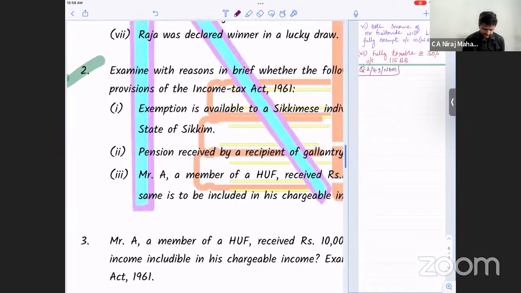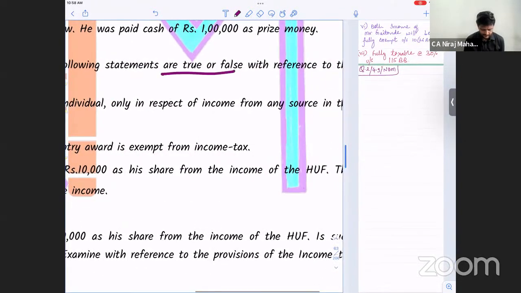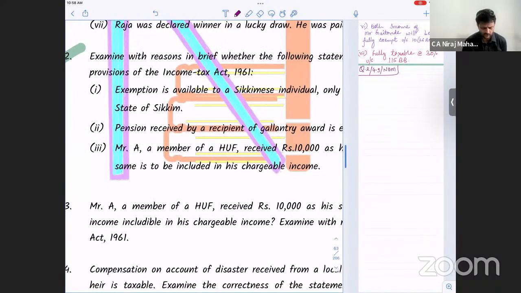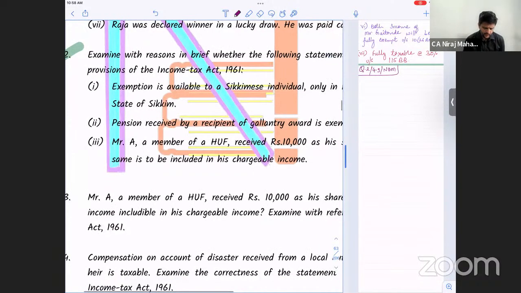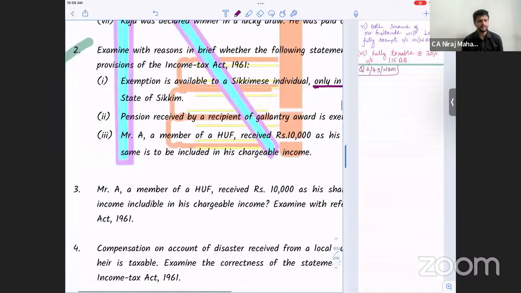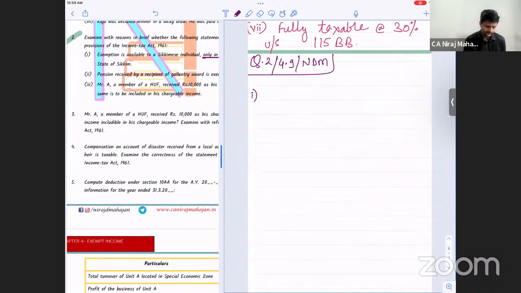Question number 2. Examine with reasons in brief whether the following statements are true or false with reference to the provisions of the Act. That means we have to justify the answer also. Point number 1. Exemption is available to a Sikkimese individual only in respect of income from any source in the state of Sikkim. No, that is not true. Because he also gets exemption for income earned outside the state of Sikkim, which is dividend or interest. So point number 1 is false.